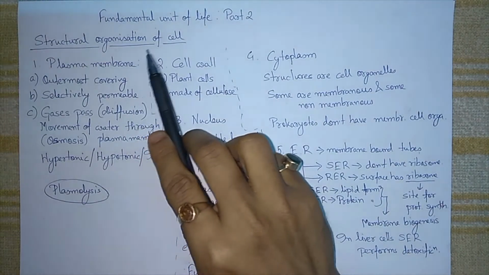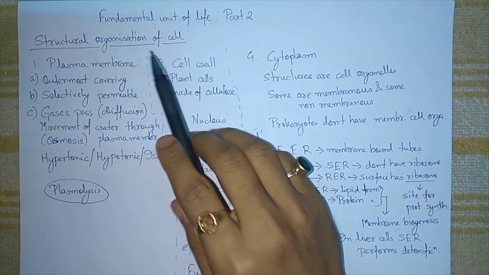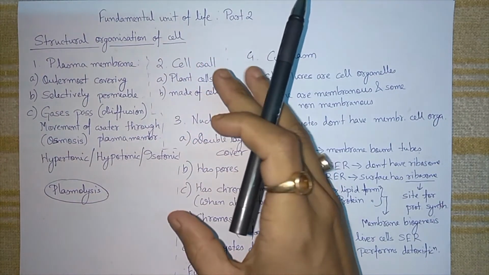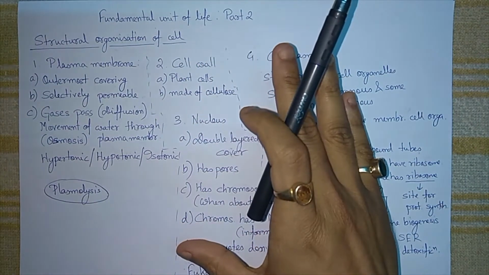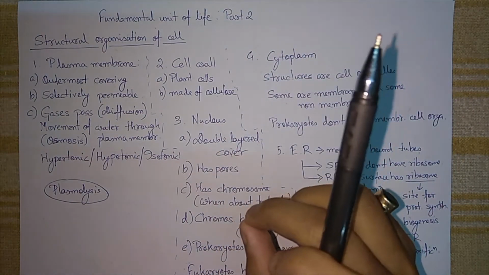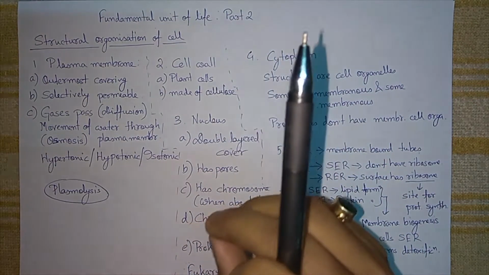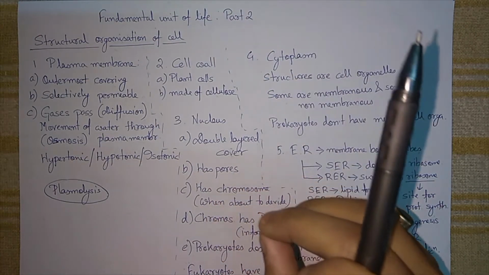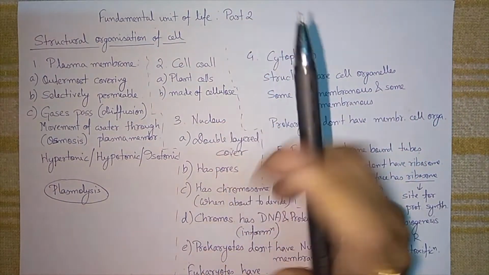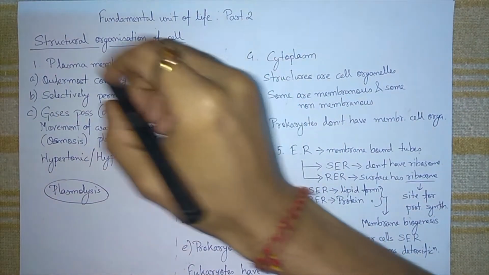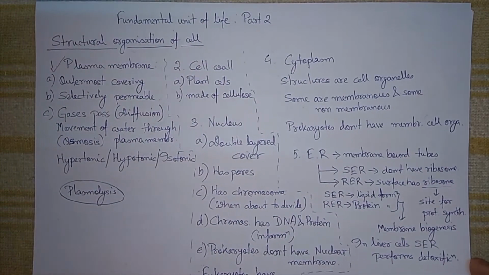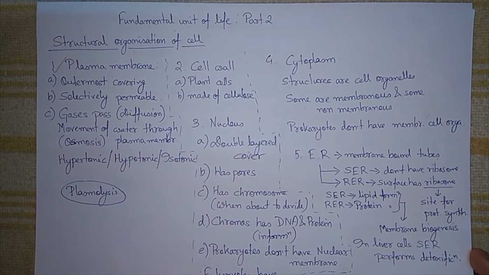So structural organization of cell means in this part we will learn about the different structures which together constitute the cell. Mind my words. In this part we will learn about the structures which together constitute the cell. So here comes the first structure of the cell, that is plasma membrane.